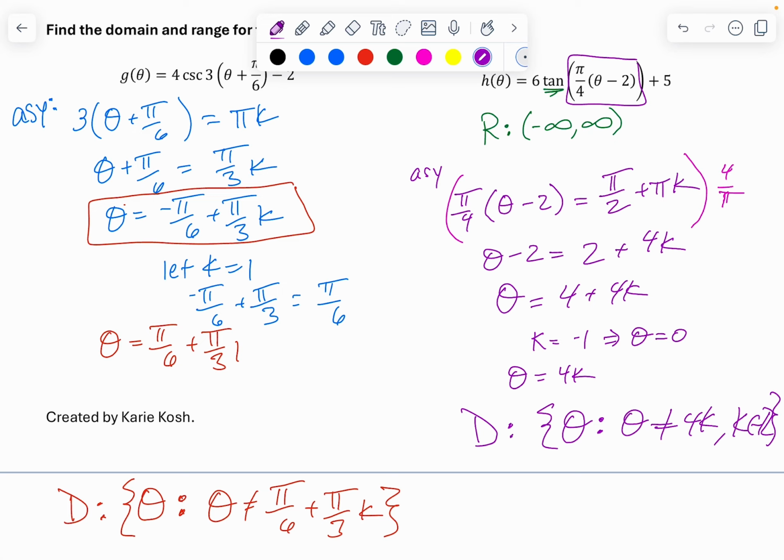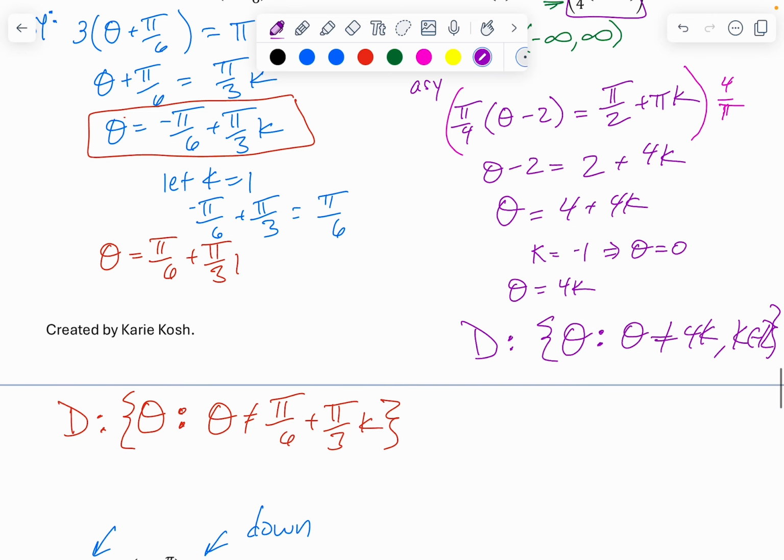And I ran out of space. Did I do the integer stuff before? No, I forgot k's right here. My bad. Okay. There you go.